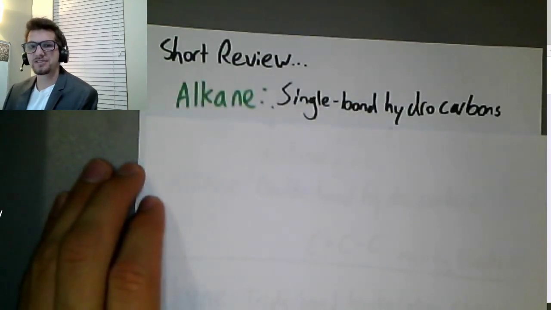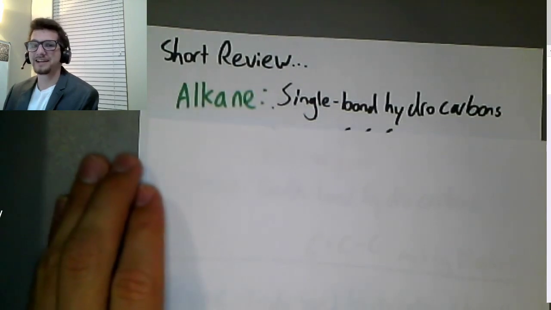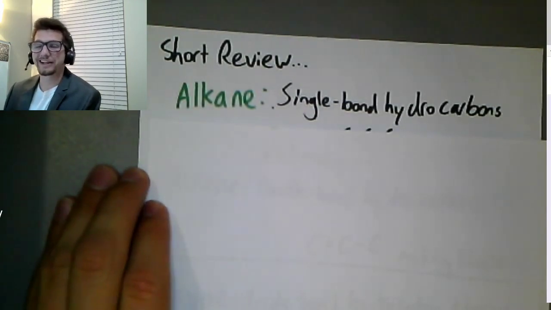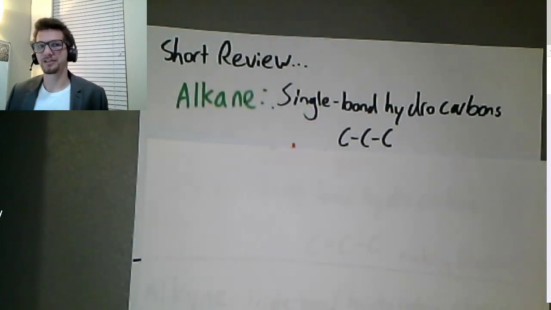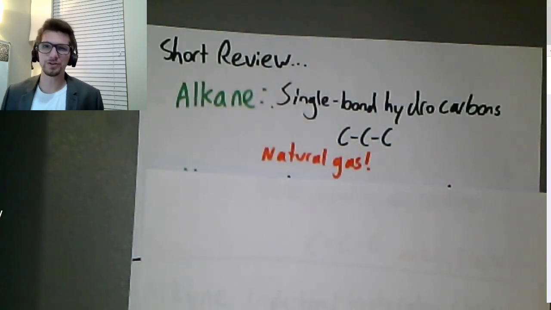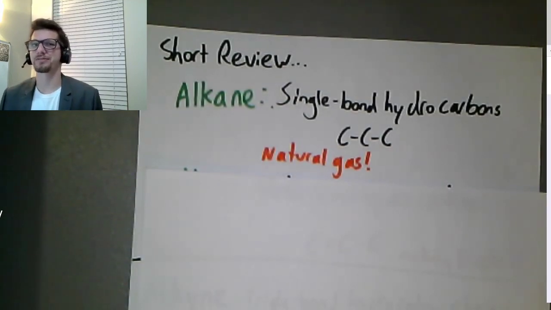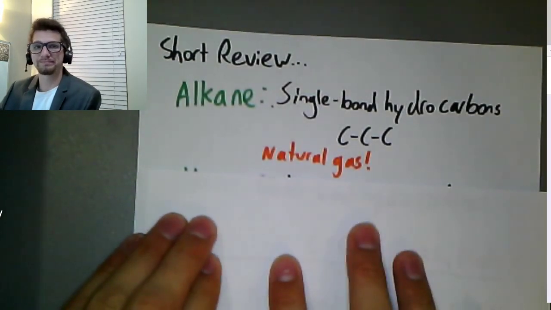So alkanes, and these are notes that I want you to write down. It's not many. Alkanes are single bond hydrocarbons. So any string or straight chain of carbons linked with single bonds. And this is an example. These alkanes are used as natural gas, as some of you found in your projects. So propane is an alkane.